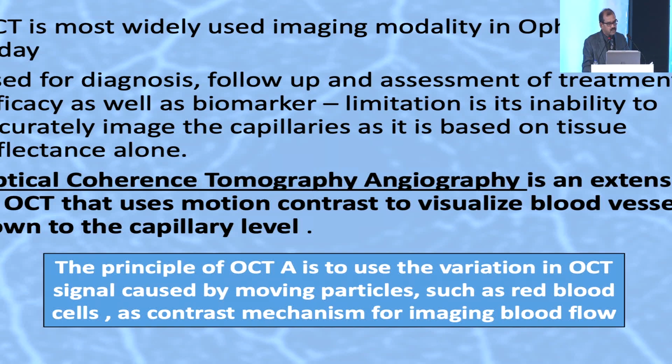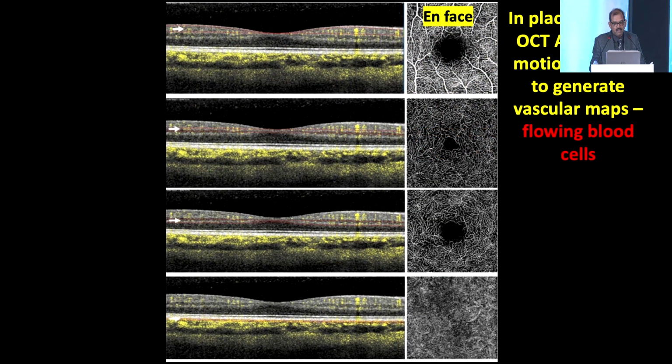Optical coherence tomography angiography, OCT angiography, is an extension of OCT that uses motion contrast to visualize the blood vessels down up to the capillary level. In place of intravenous dye, OCT angiography relies on motion contrast to generate vascular maps. It captures the flowing blood vessels and generates a variety of maps of vasculature at different levels of retina.